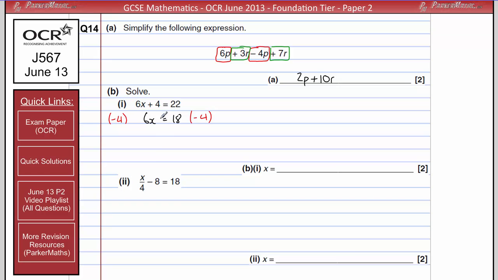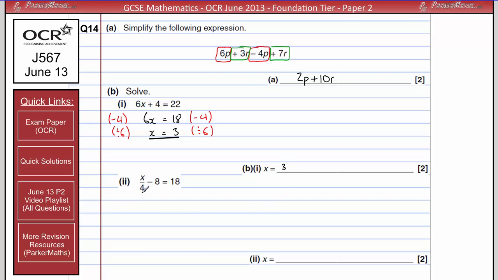So I'm making my equation gradually get simpler. This means 6 times x. To undo multiplying by 6, I am going to divide by 6. But if I do it to the left hand side, I have to do it to the right hand side so that everything balances. So dividing this side by 6 will get rid of that 6. So I'm left with x equals this side divided by 6, and 18 divided by 6 is 3. So I get x equals 3.